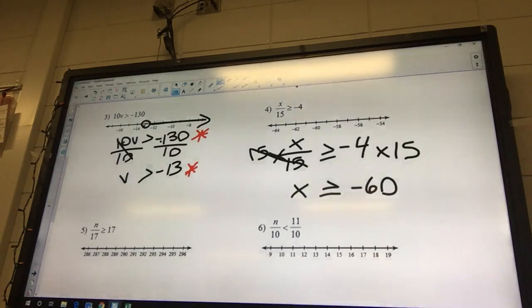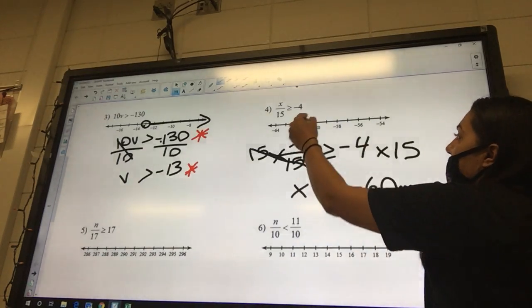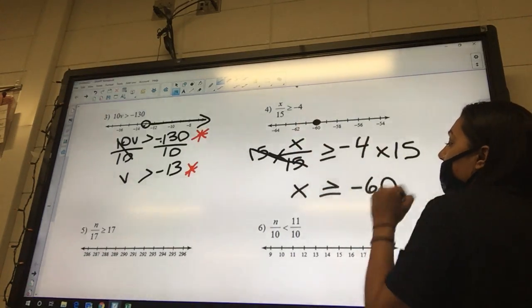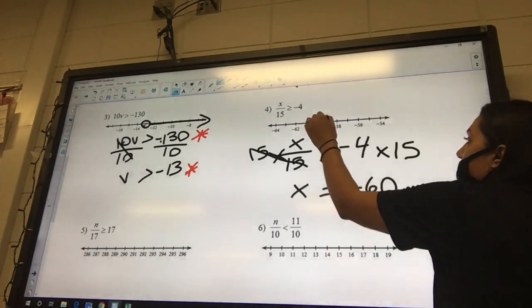Yeah, so we don't need to flip. What did we multiply or divide by this time? The 15. Was the 15 negative? No, so we don't need to flip. So find negative 60, put a closed dot, and it's going to be pointed to the right.